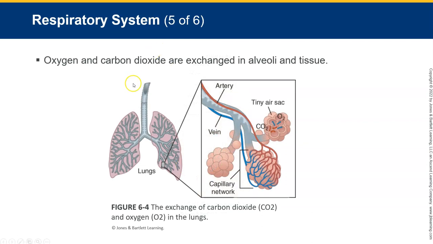Now, here's where I was talking about these little bitty pieces right here. So we're talking about the alveoli. This is where kind of the action happens for this particular process for the respiratory system. So O2 and CO2 are exchanged in the alveoli and the tissue. These are the alveoli here, these little berry-like structures, these little sacs. All of these are lined with capillaries, as you can see over here. So you have O2 being exchanged with CO2 at the cellular level. And that's what we want in the lungs.